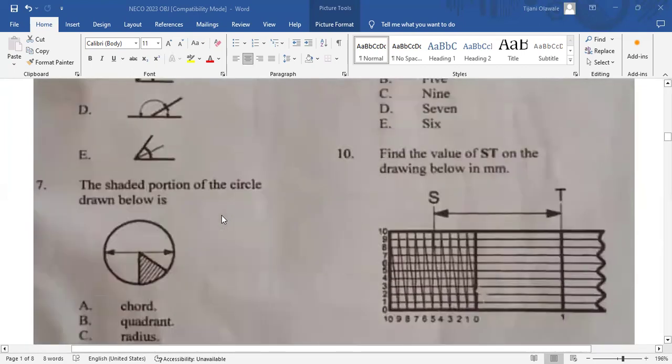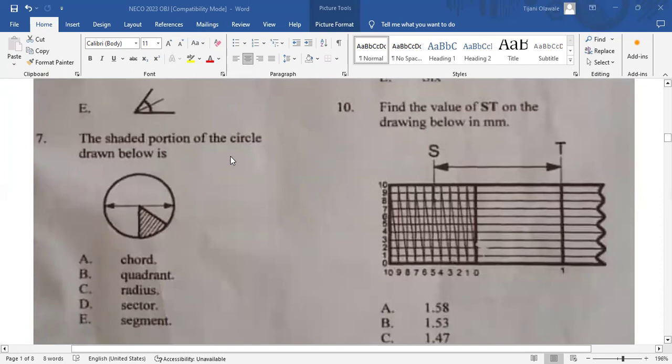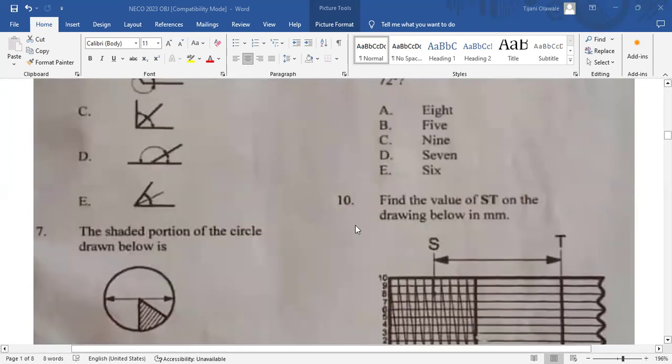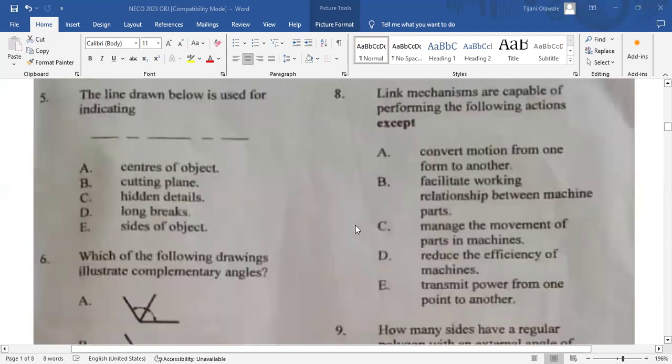Then question 7 says that the shaded portion of the circle drawn below is a sector. That is option D is the answer to this question. Then move to question 8, which says that link mechanisms are capable of performing the following actions, except. The answer to this question is option D, reduce the efficiency of machines. So they do not reduce the efficiency of machines.